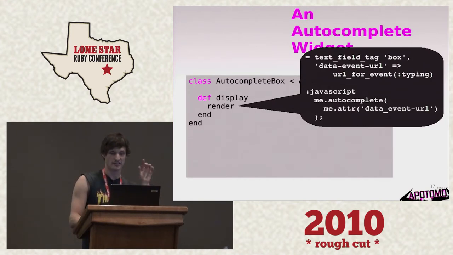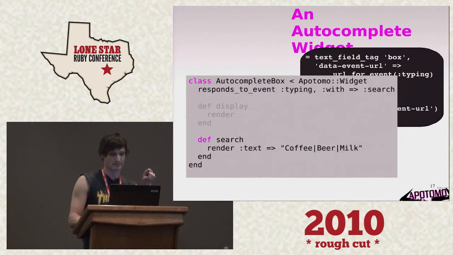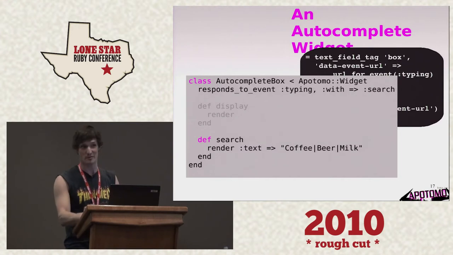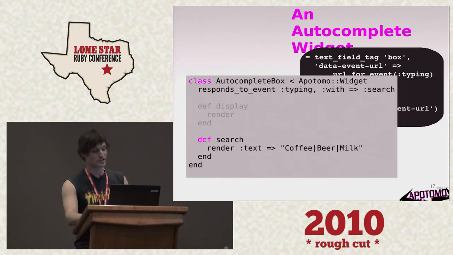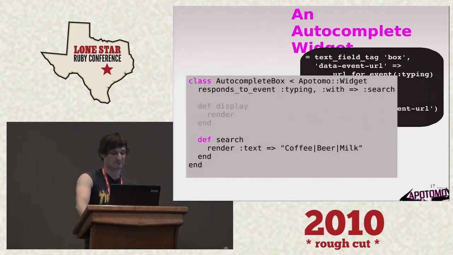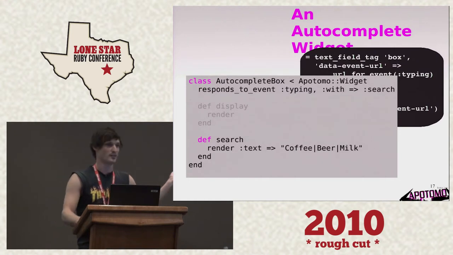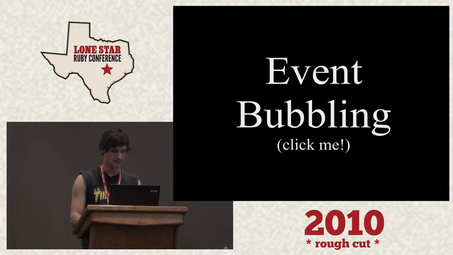So what I'm doing here is, as soon as I type in, I trigger the typing event. We all learned that we respond to events by using responds_to_event. So I just assign to my widget: hey, when you see the event typing, answer with your state search, so execute your search method. In the search method, it's a simple example, I just render out some standard answer for that autocomplete box. Usually I would look up the input and then look through the database and send back these items. But it's very simple to wrap that in a widget. I mean, doing this in a Rails controller would be a mess. So that's all I need for that autocomplete box.